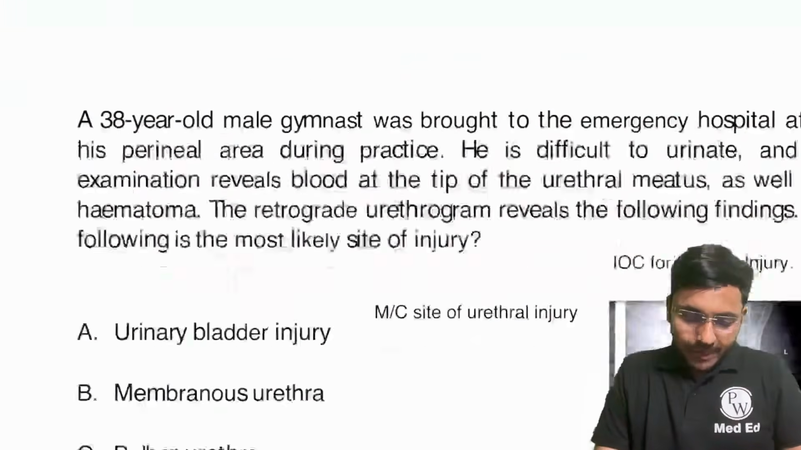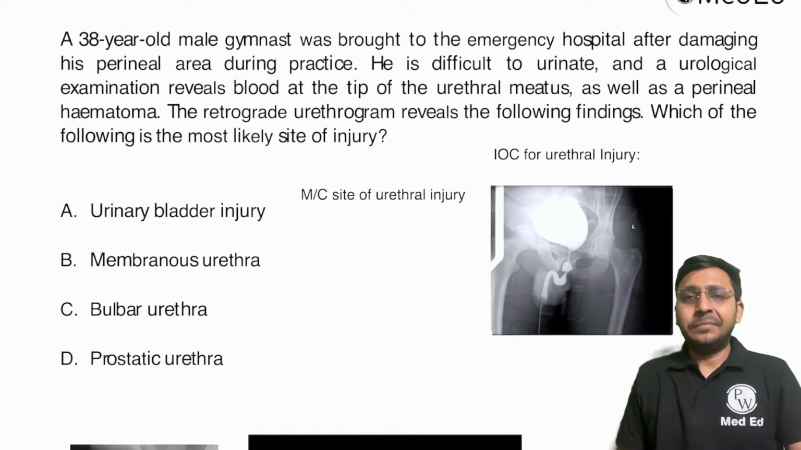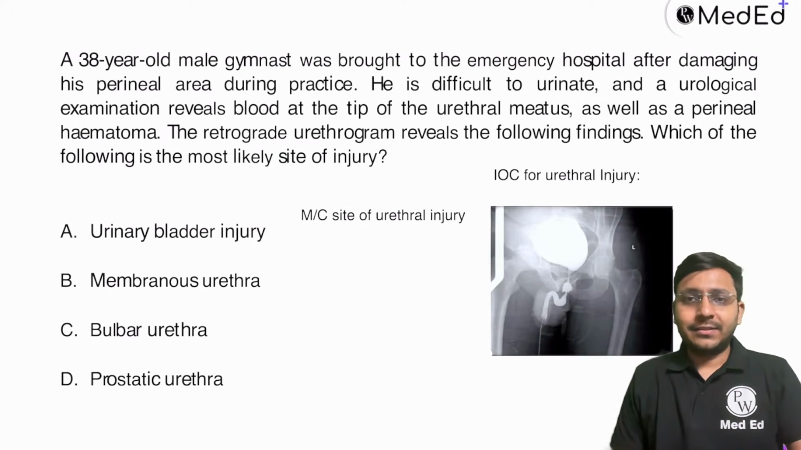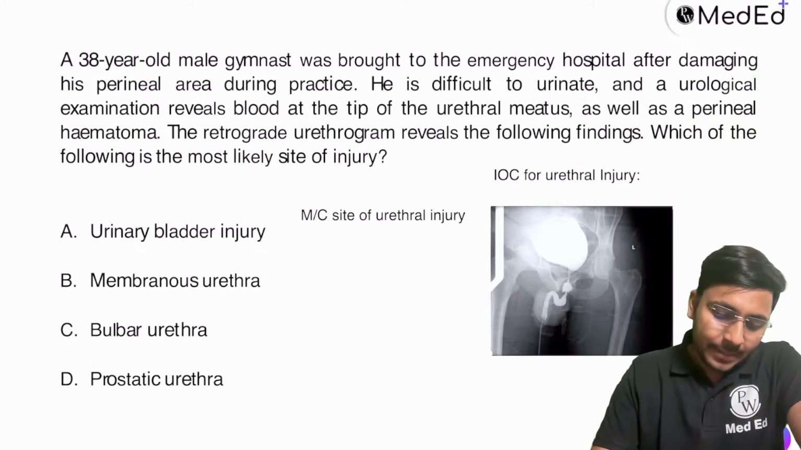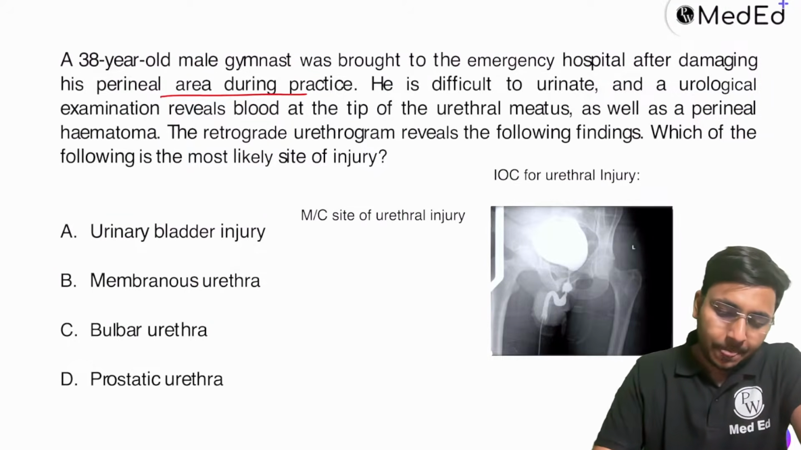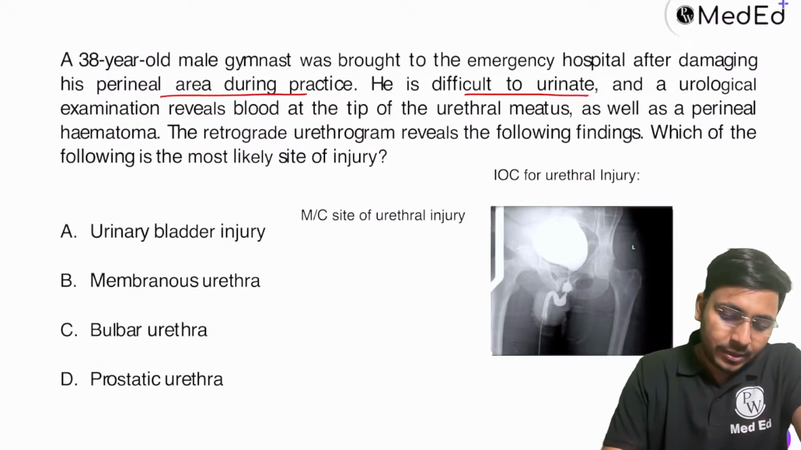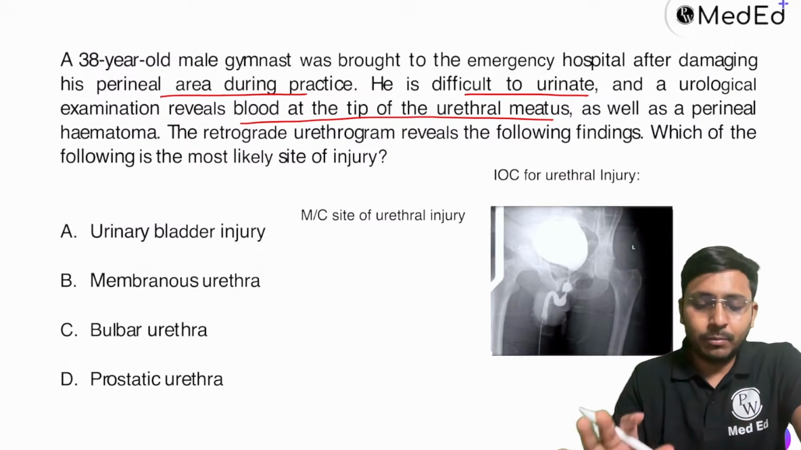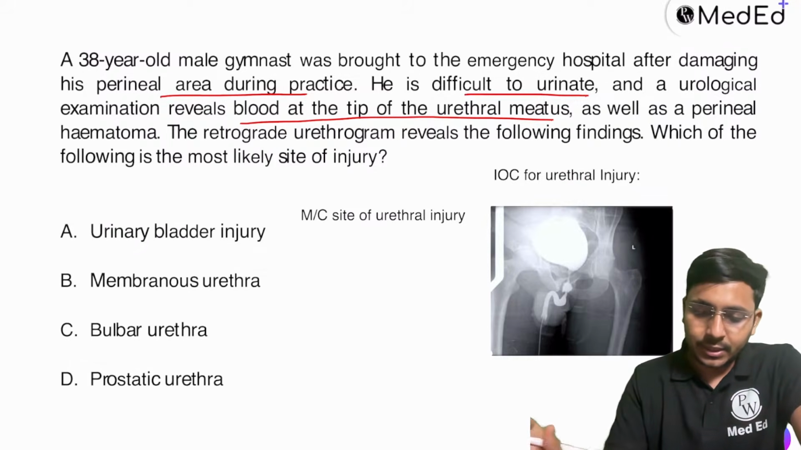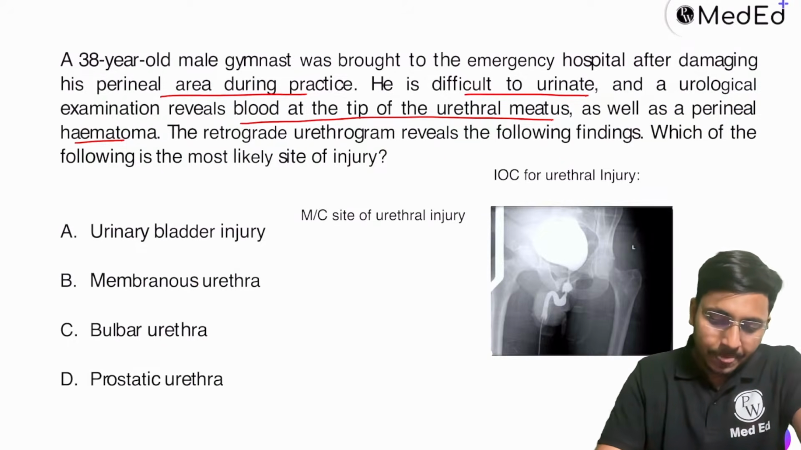Right. So now I've kept a few other important questions also. So let's see this question. A 38-year-old male gymnast was brought to the emergency after damaging his perineal area during practice. He is having difficulty to urinate, and a urological examination reveals blood at the tip of the meatus, a hallmark of urethral injury. So blood at meatus equals urethral injury, as well as perineal hematoma. So we are talking about a urethral injury.